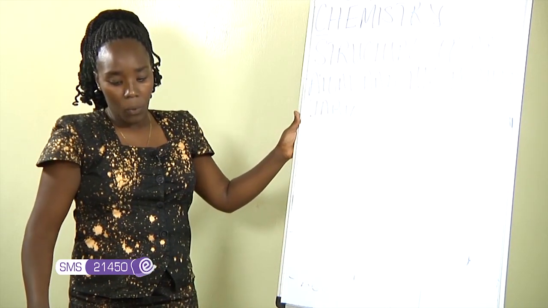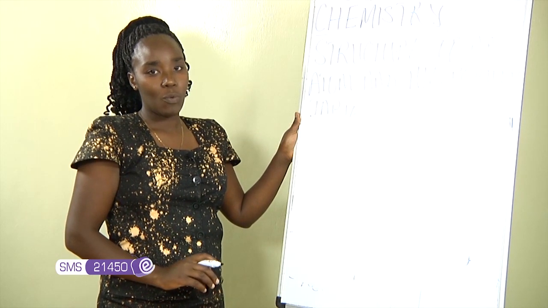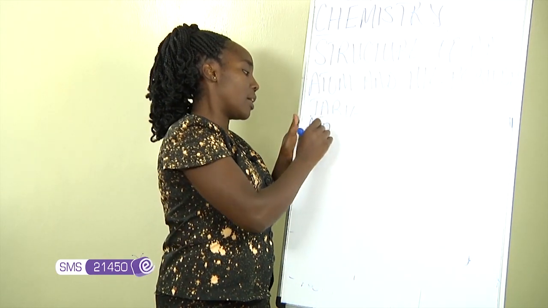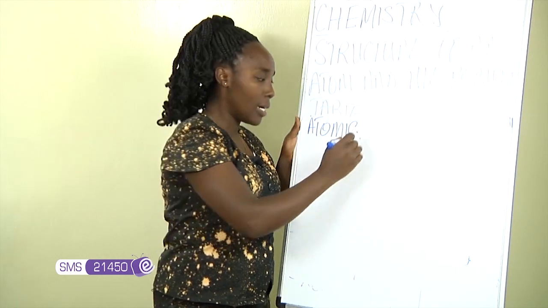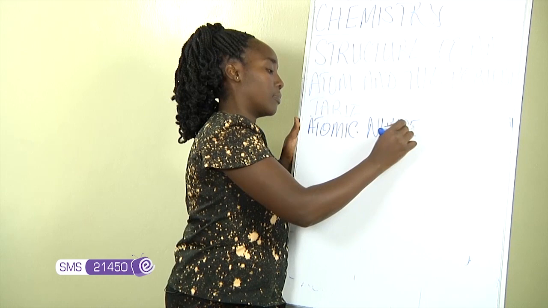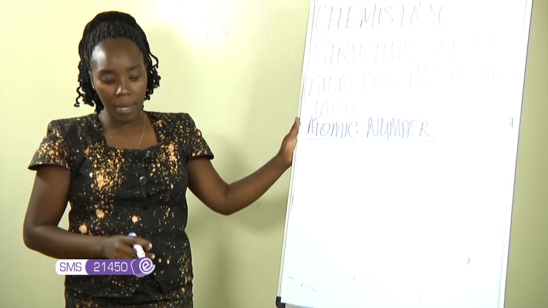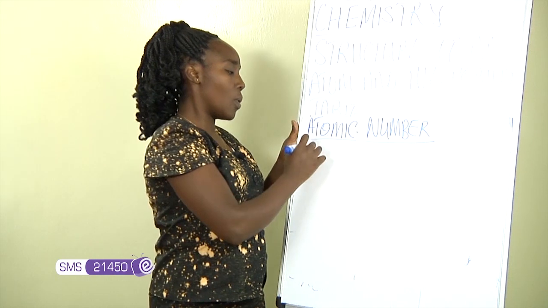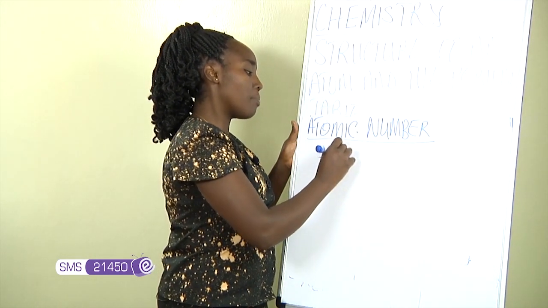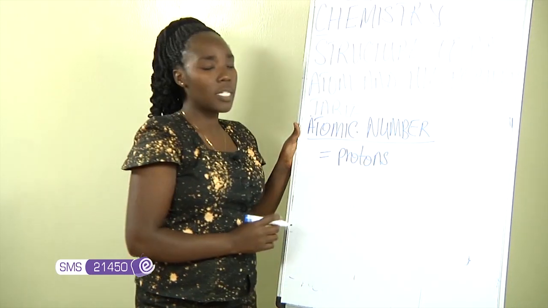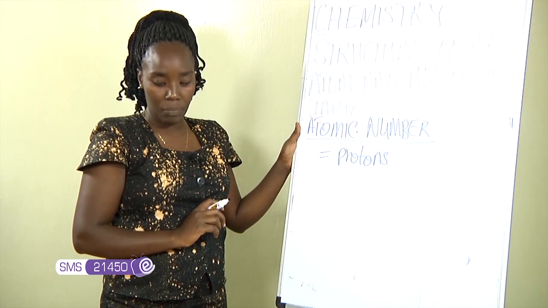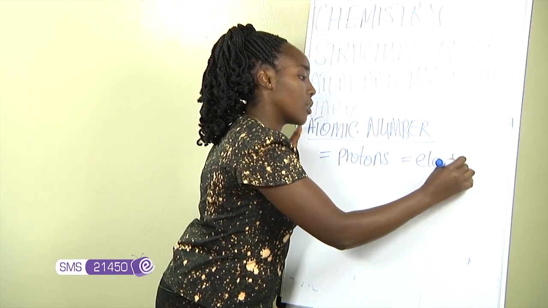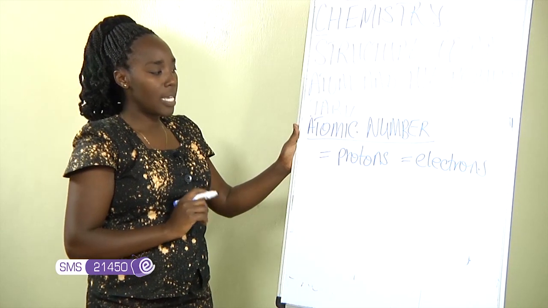Okay, from there, we can have a definition of what we are going to call an atomic number and what we'll call the mass number. So what is an atomic number? An atomic number is always the total number of protons that are found in an atom. So atomic number will be equal to the total number of protons that are found in the structure of the atom, which is also usually equal to the total number of electrons that are found in an atom.